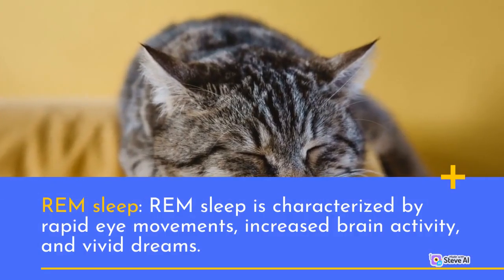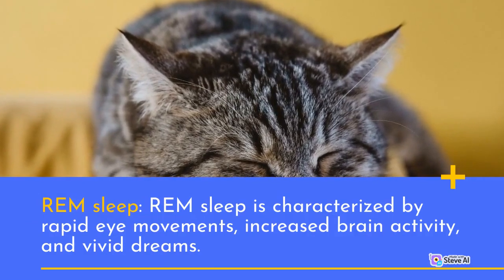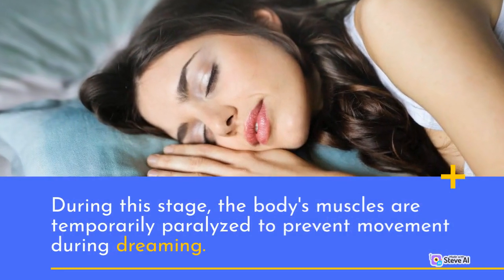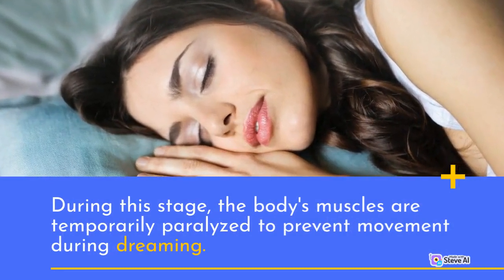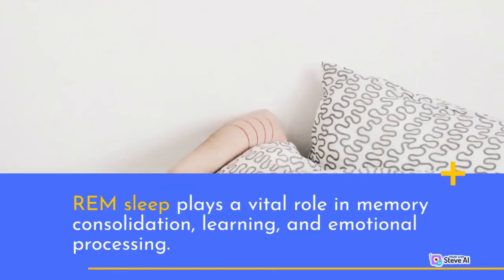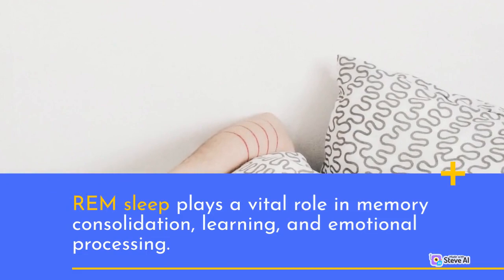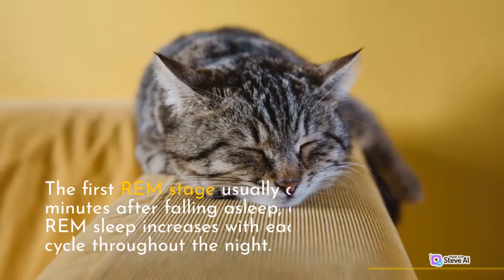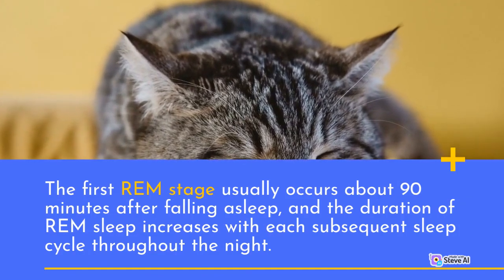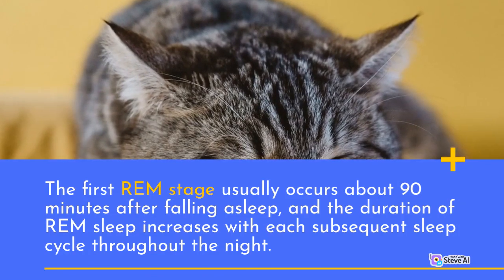REM sleep. REM sleep is characterized by rapid eye movements, increased brain activity, and vivid dreams. During this stage, the body's muscles are temporarily paralyzed to prevent movement during dreaming. REM sleep plays a vital role in memory consolidation, learning, and emotional processing. The first REM stage usually occurs about 90 minutes after falling asleep, and the duration of REM sleep increases with each subsequent sleep cycle throughout the night.